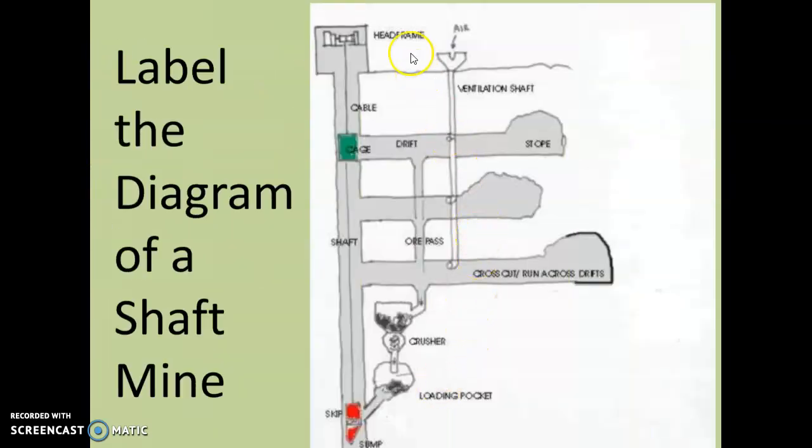So this is the diagram that you've got on your notes, and all of these, what I've put on there, I think they are text boxes, so you can just fill this information in. So here's your head frame. Here's your shaft right in here.